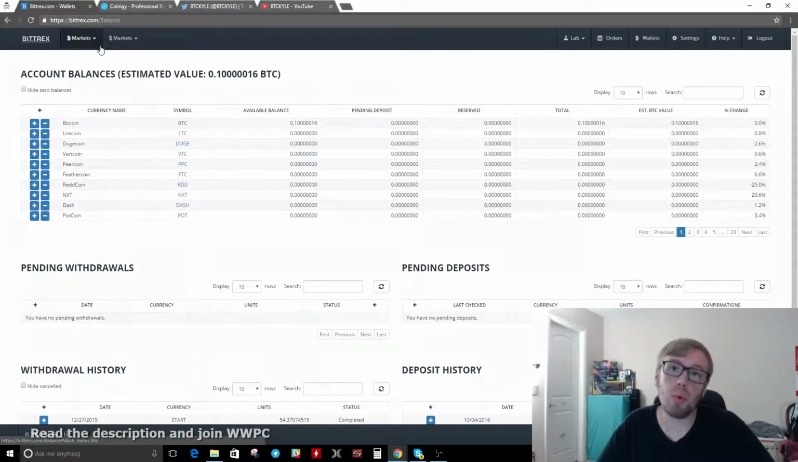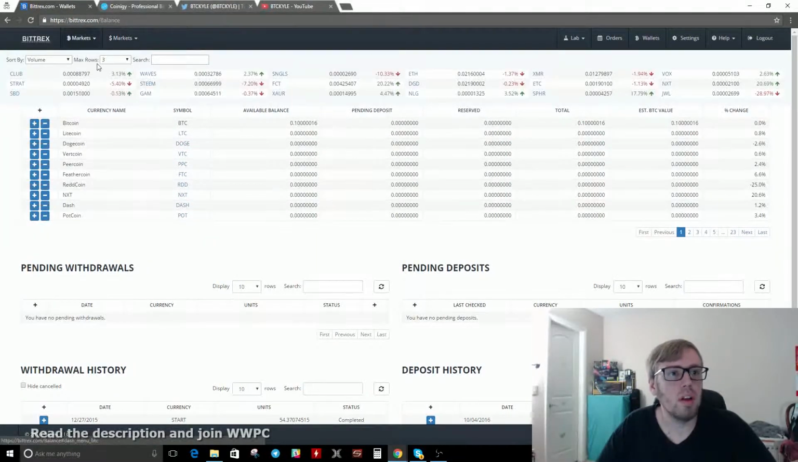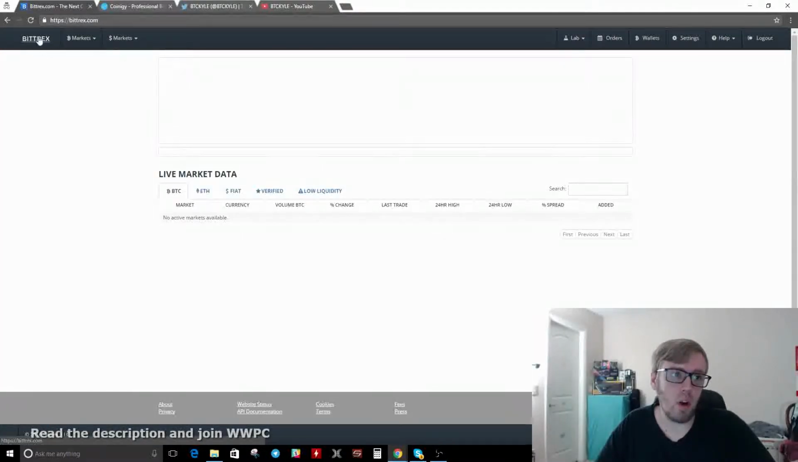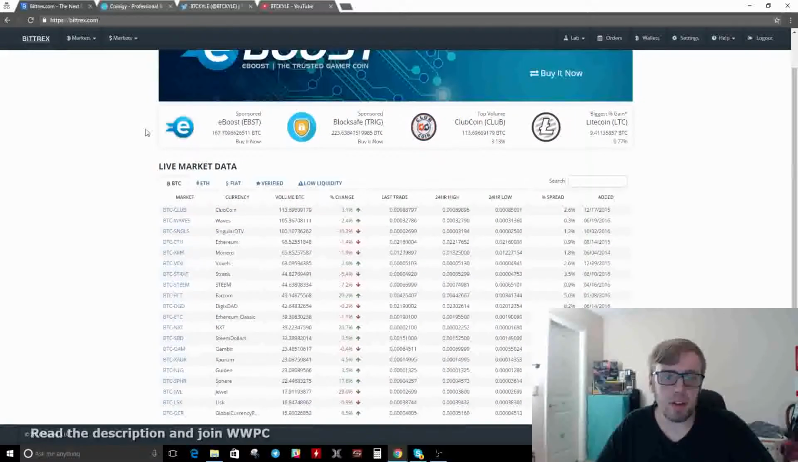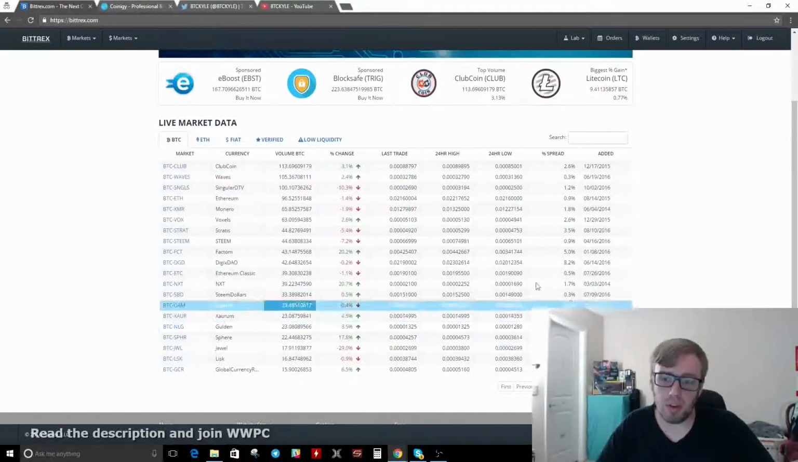But what I really want to focus on today is what you're probably going to be starting off doing, which is trading your Bitcoin for other alternative currencies. So if you click this down arrow, it just lists all of the different altcoins that are on the exchange. But a better view of all of this is just going directly home to the Bittrex homepage here. And you can see the list of all of the currencies.